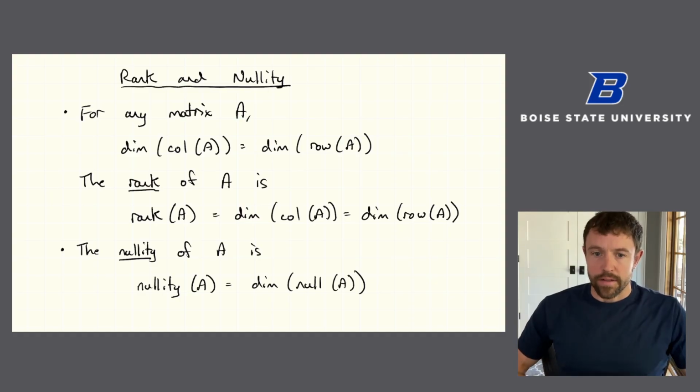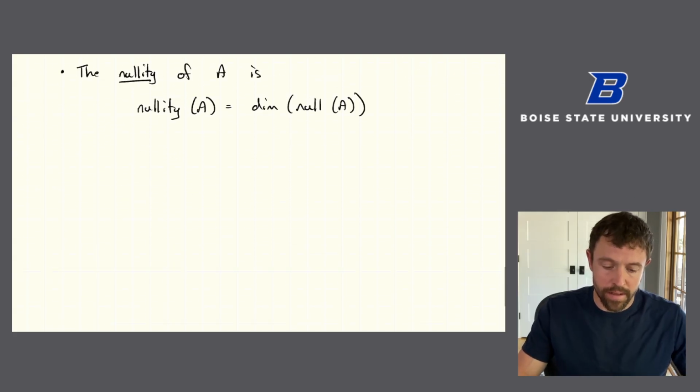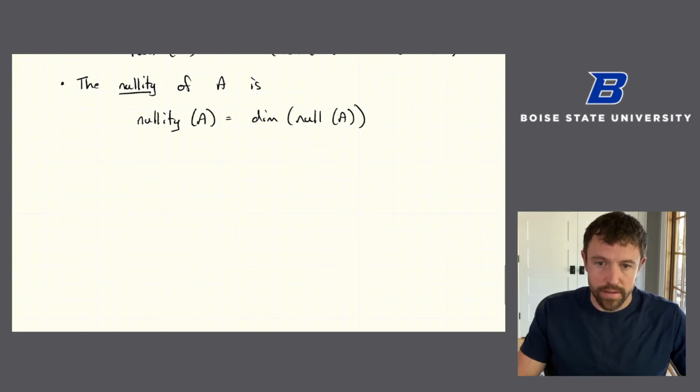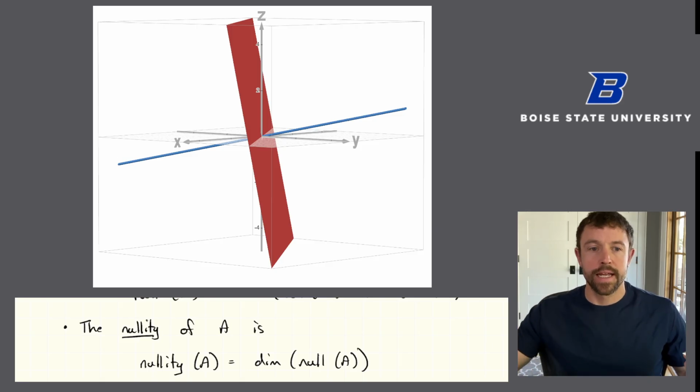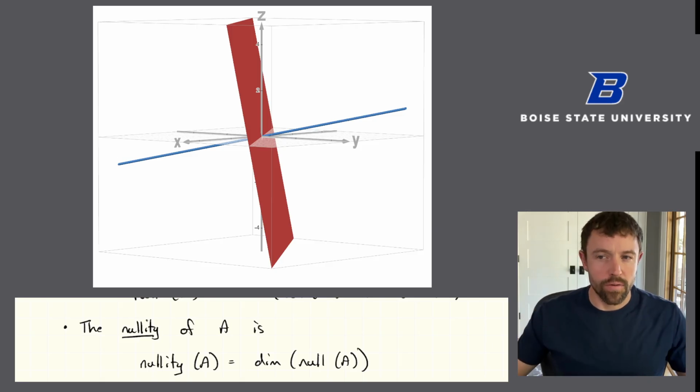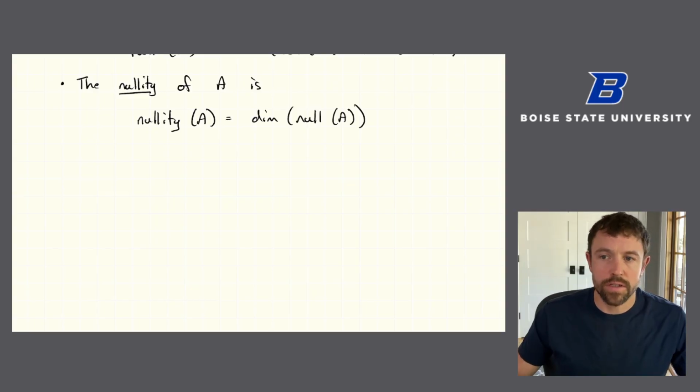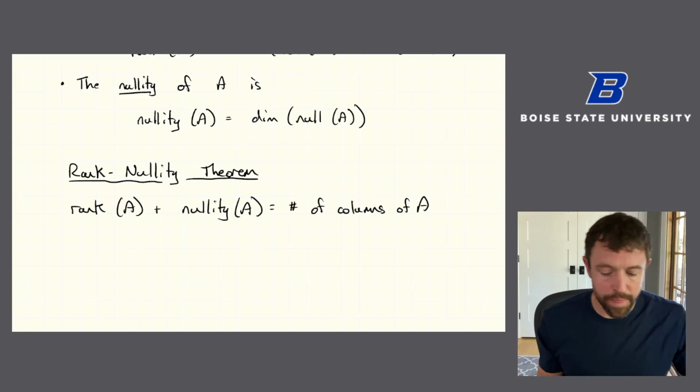Tying this all together, when we look at our picture here, if I flip back, we have this 2-dimensional row space and this 1-dimensional null space. Dimension of the row space is the rank, dimension of the null space is the nullity. And they add up to the total dimension of R3, the space they live inside. This is not a coincidence. So this is what's known as the rank nullity theorem.